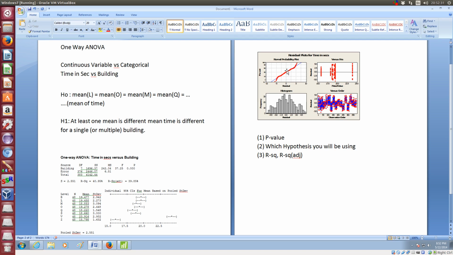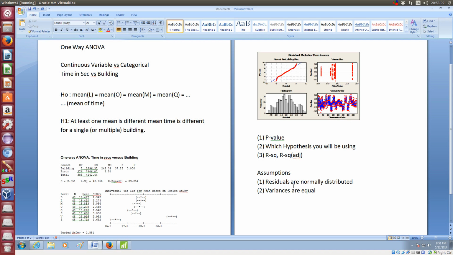The next thing we need to talk about is the assumptions that are associated with a one-way ANOVA. There are two assumptions for a one-way ANOVA, and this also holds for a two-way ANOVA. The first is that the residuals are normally distributed, and the second assumption is that the variances are equal. When I say that the variances are equal, for this example, that would mean that the variance of L is equal to the variance of O is equal to the variance of M, etc. So the variance for each of the buildings is the same.